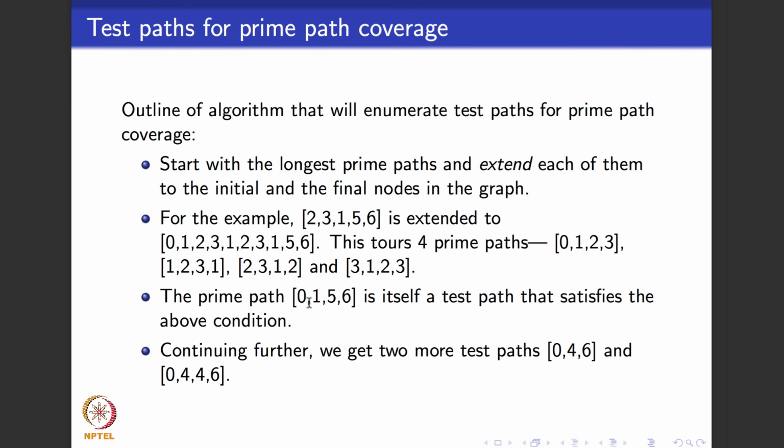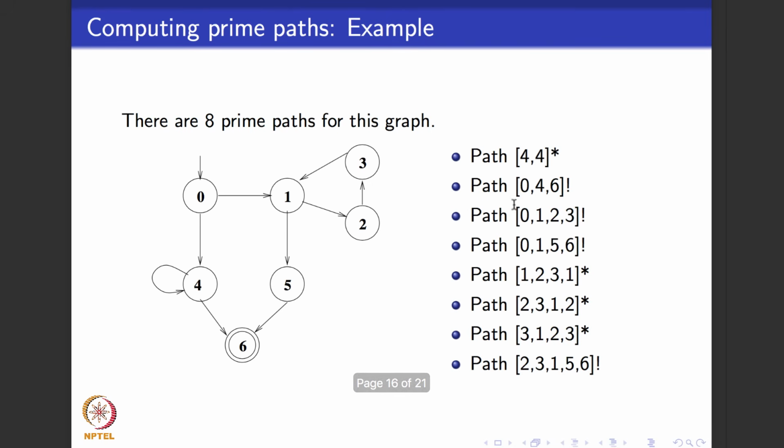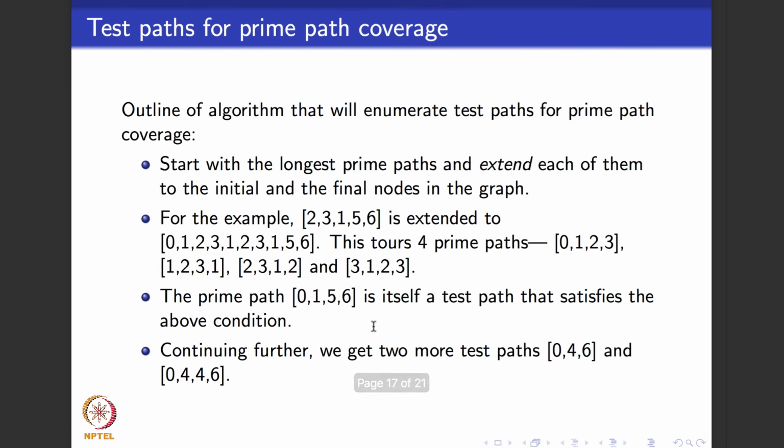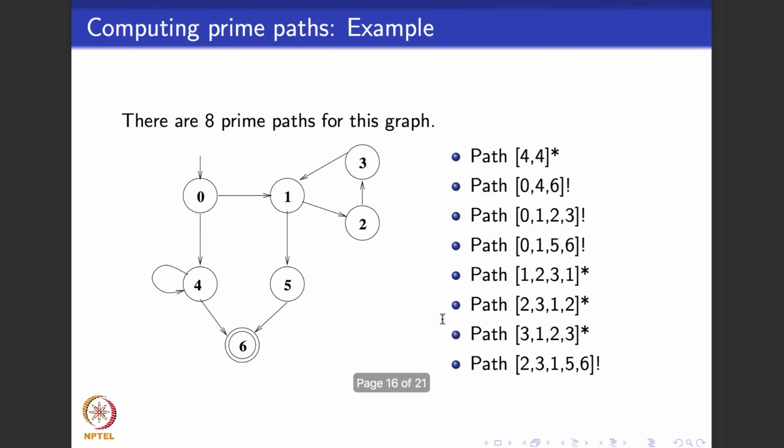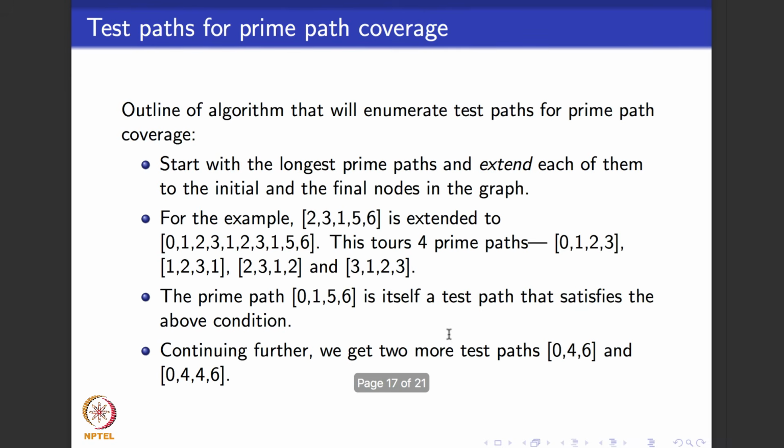So what I do is the remaining. Amongst the remaining prime paths, which is the longest prime path that is left out? That is this 0, 1, 5, 6. It so happens that it already begins in an initial node and ends in a final node. So it doesn't have to be extended anymore. So I leave it. What is the other path that is left out? Those are these 2. This path 0, 4, 6 again begins in the initial node and ends in the final node. But I need to be able to give scope to cover this loop. So I extended it to 0, 4, 4, 6.